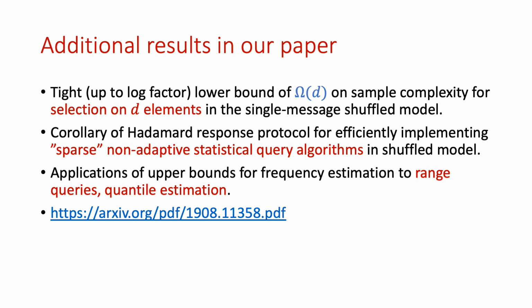We also show a corollary of the Hadamard response-based protocol that I talked about, which shows how to efficiently implement certain families of non-adaptive SQ algorithms in the shuffle model. In particular, we show this for SQ algorithms which are sparse, in the sense that for any element of the universe, there's a bounded number of statistical queries that evaluate to 1 on that element. Finally, we have applications of upper bounds of frequency estimation to problems such as range queries and quantile estimation. And you can find our paper at this link.